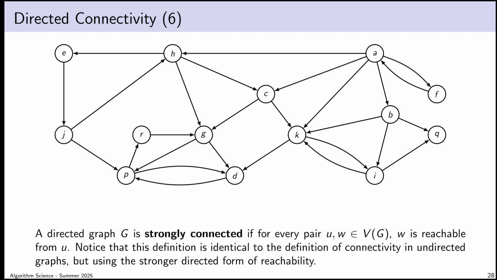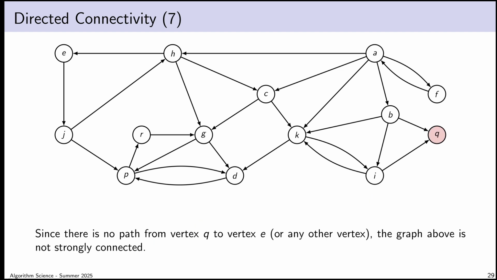So let's try that out on this graph. If I pick vertex E and vertex Q, it is true that Q is reachable from E. Good so far. Now, what if I pick instead the pair Q, E? Well, it is not the case that E is reachable from Q. Okay, well, that means that this graph is not strongly connected. Since there is no path from vertex Q to vertex E, or frankly from vertex Q to anything besides vertex Q itself, this graph is not strongly connected.